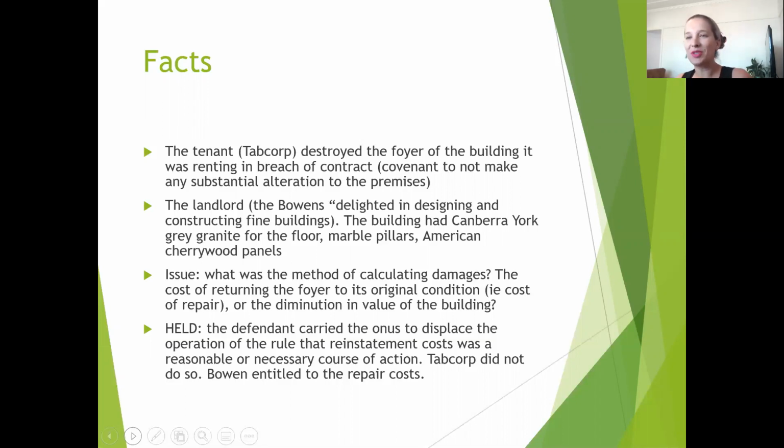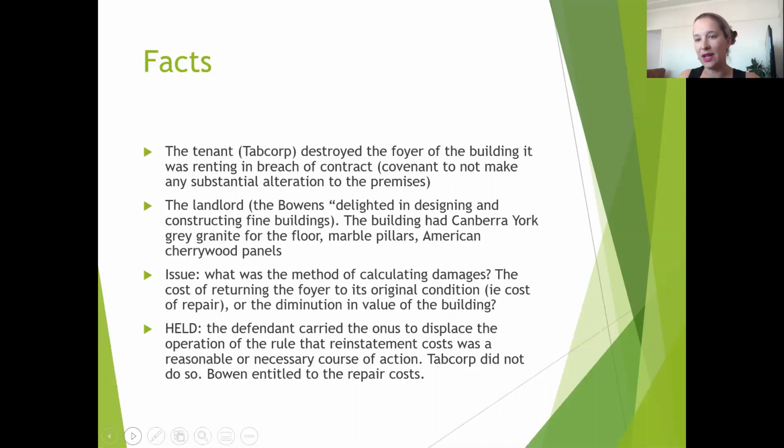And when Tabcorp jackhammered the stone flooring, they did so in breach of contract. There was a covenant in the rental agreement where Tabcorp agreed not to make substantial alteration to the premises. What else do I have here? So Tabcorp hadn't received written consent to destroy the flooring in the foyer. And when the landlord found out, Tabcorp continued to alter the foyer and replace it with a new foyer despite protests to the contrary.